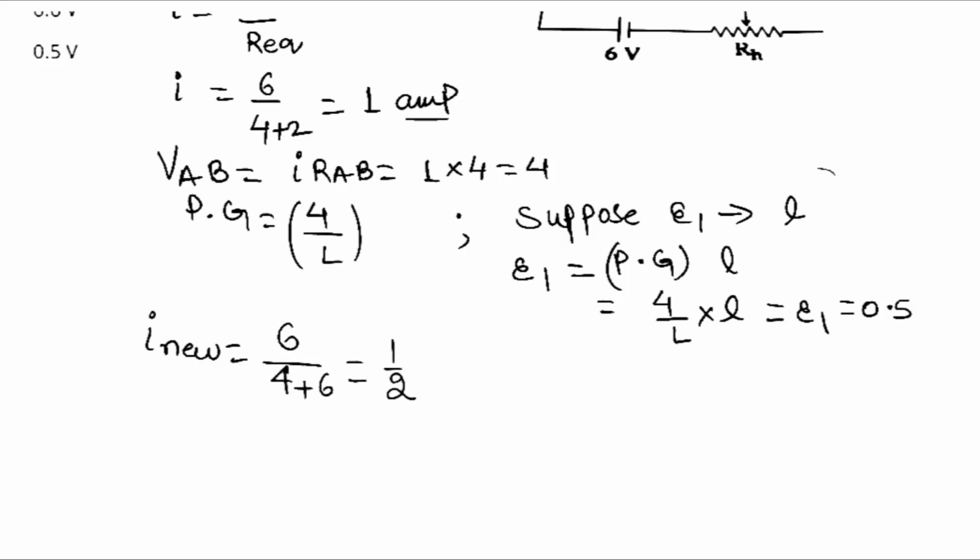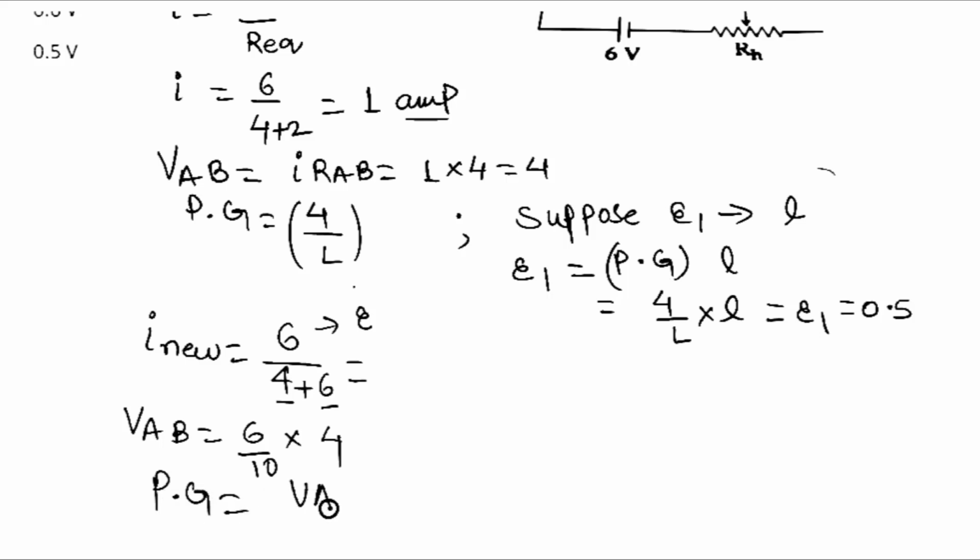Fine. This 6 is the value of E. This is the value of the rheostat and the potentiometer wire. Now the potential gradient will be what? For the potential gradient, again I will find VAB. V will be 6 by 10 into 4. Fine. Now the potential gradient will be VAB divided by L, that is 24 divided by 10.